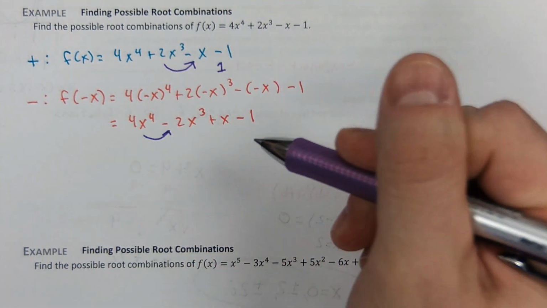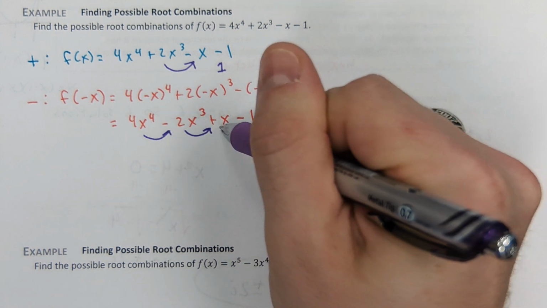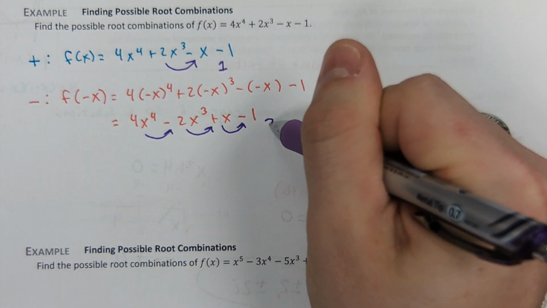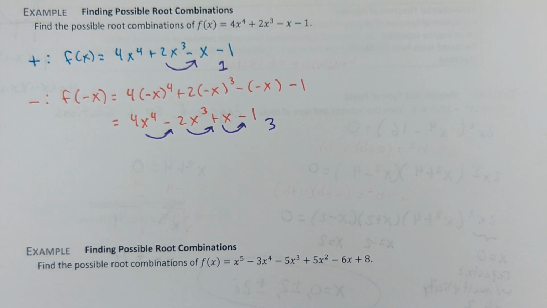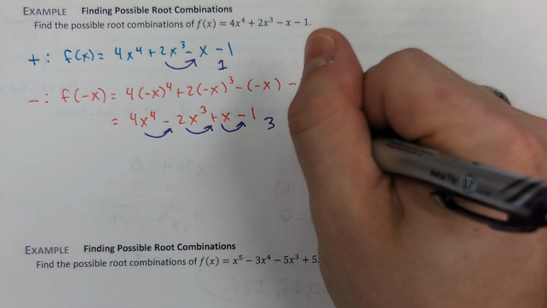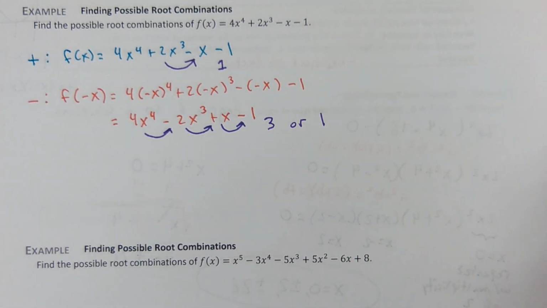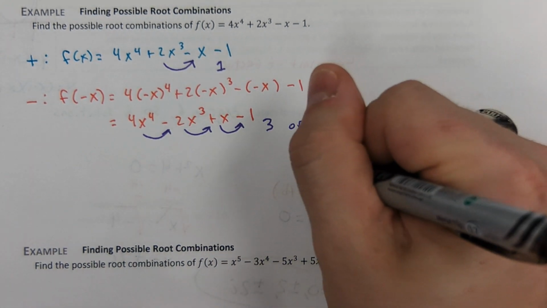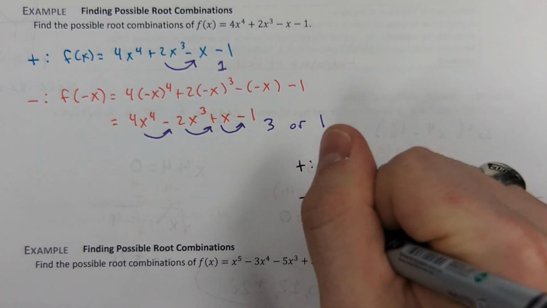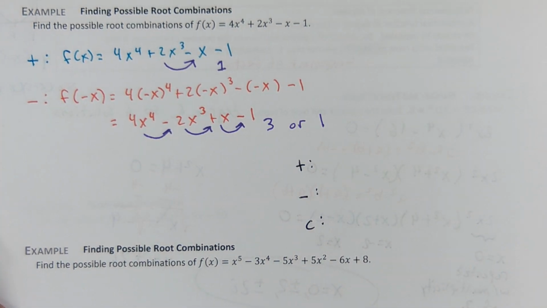Positive to negative, negative to positive, positive to negative. There are 3 of them. And since that number is large enough, then I know there could be 3 negative real solutions, or there could be 1 negative real solution. And now we list out what the possible combinations are. And remember, the complex just makes sure that we add up to the right number.